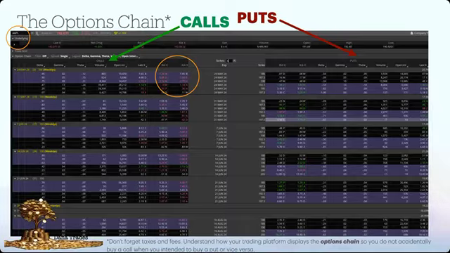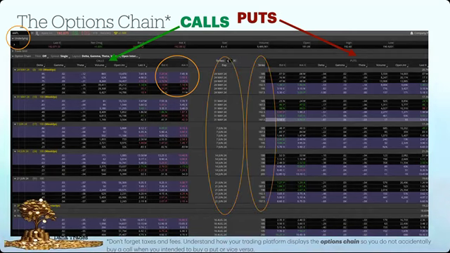Remember that we discussed each options contract represents 100 shares of stock. Therefore, you would multiply the premium or the price by 100. You see the expiration date listed in the day, month, year format, and the strike price listed in the middle. Now let's put these concepts together to actually read the terms of an options contract.